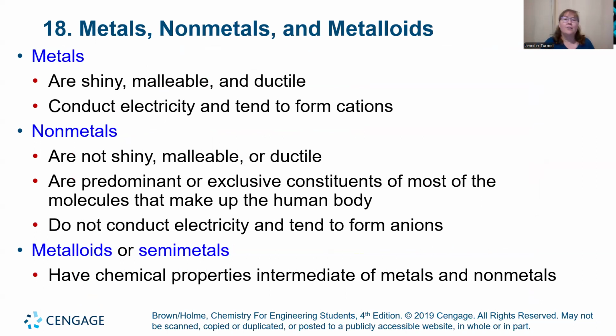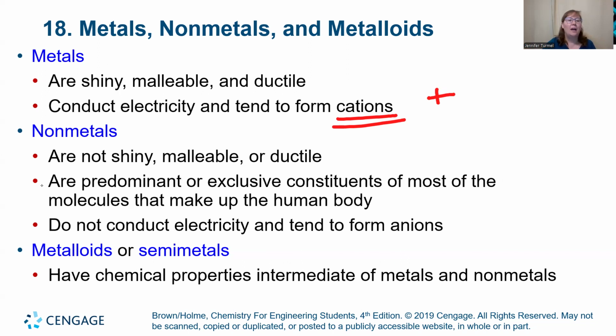All right, so now let's take a look at what some of these are going to be. All right, and we have some definitions or some things to add in here to describe things. First of all, metals are shiny, malleable, and ductile. They conduct electricity, and they tend to form cations. Okay, so that's a really important thing here. Metals form cations, which means metals are only going to form positive ions, not negative ions.